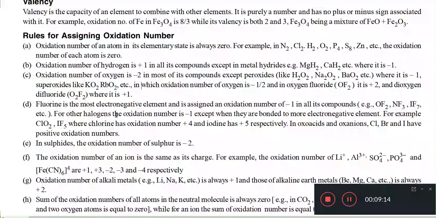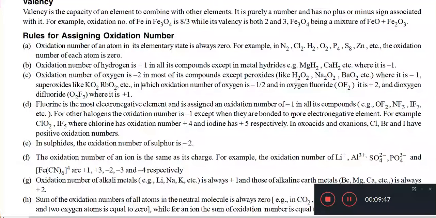Now, fluorine is the most electronegative element. Please remember that the oxidation number of fluorine is always fixed. It is always -1. It cannot be changed. Only fluorine is the atom which has a fixed oxidation number in all its compounds. Whatever the compound, the oxidation number of fluorine is always -1. The rest of the atoms may have one or two oxidation numbers, but for fluorine it is always -1.